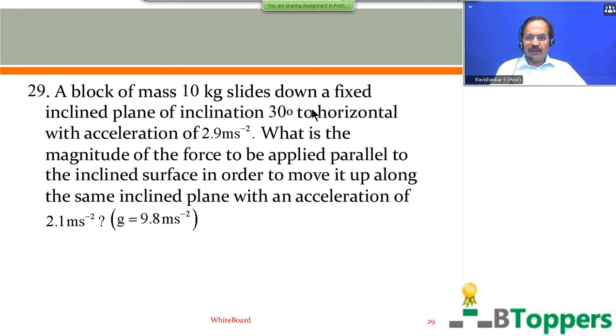A block of mass 10 kg slides down a fixed inclined plane of inclination 30 degrees to the horizontal with an acceleration of 2.9 meter per second square. What is the magnitude of the force to be applied parallel to the inclined surface in order to move it up along the same inclined plane with an acceleration of 2.1 meter per second square? Now take g equal to 9.8 meter per second square. Come on, try the question.